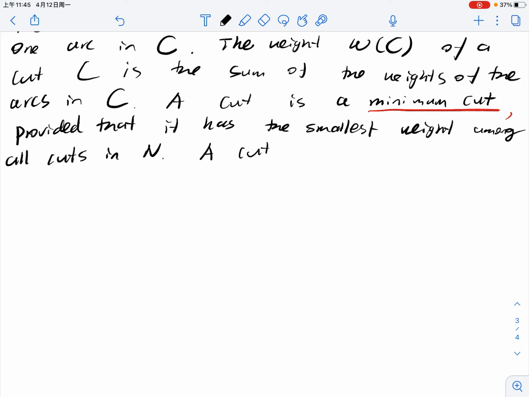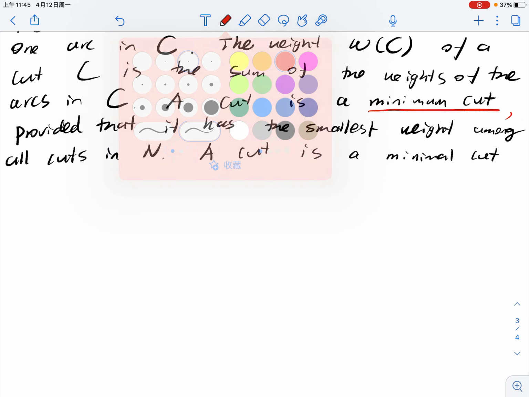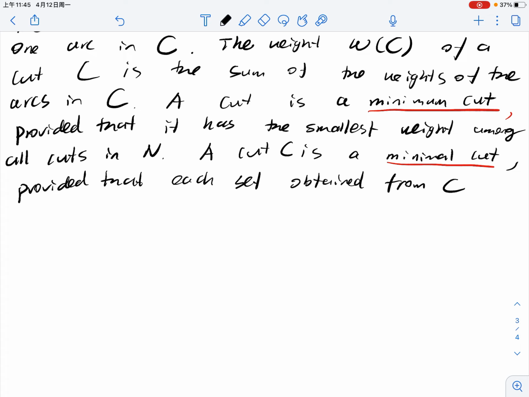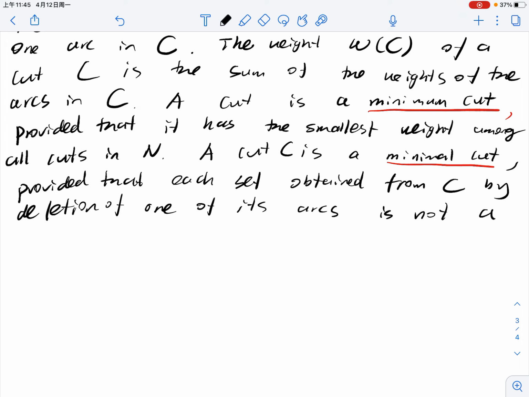And a cut is a minimal cut provided that each set obtained from C by deletion of its arcs is not a cut.